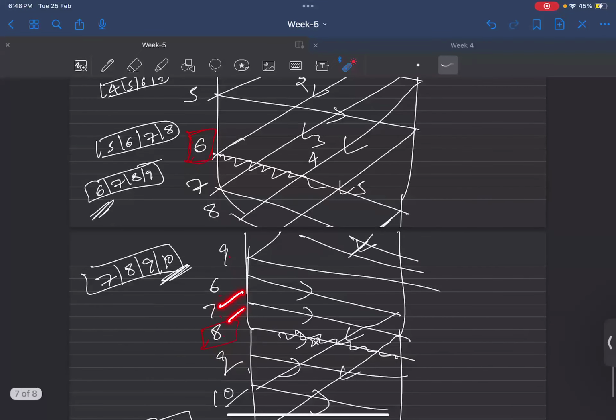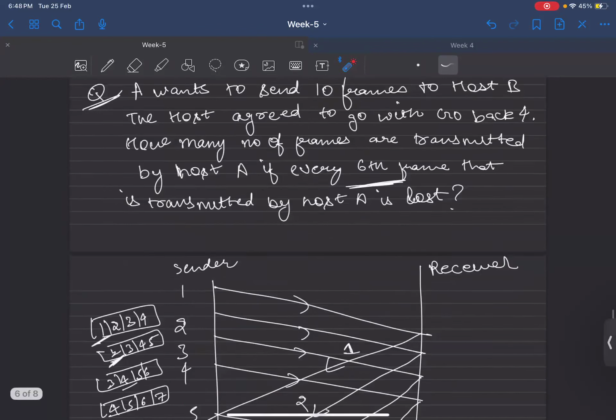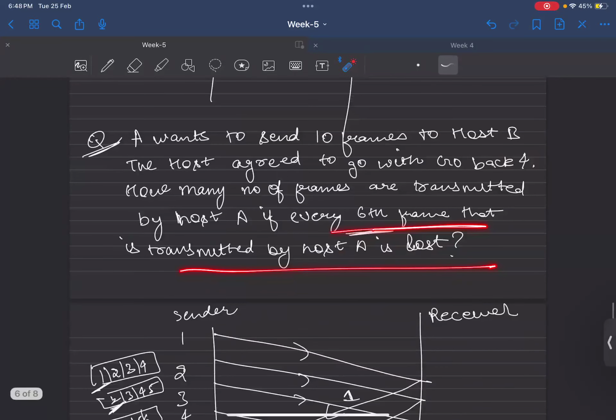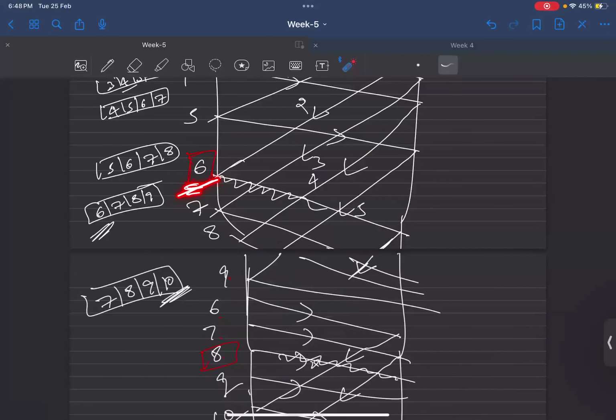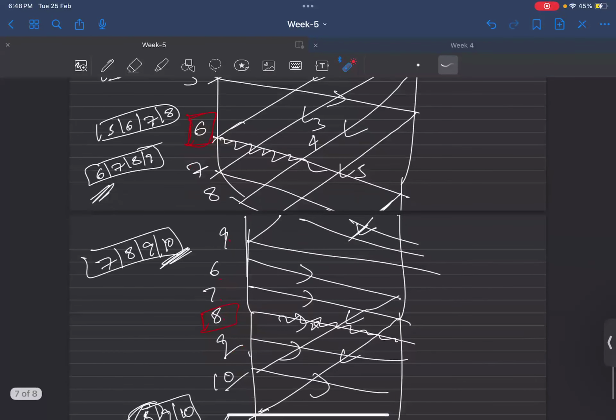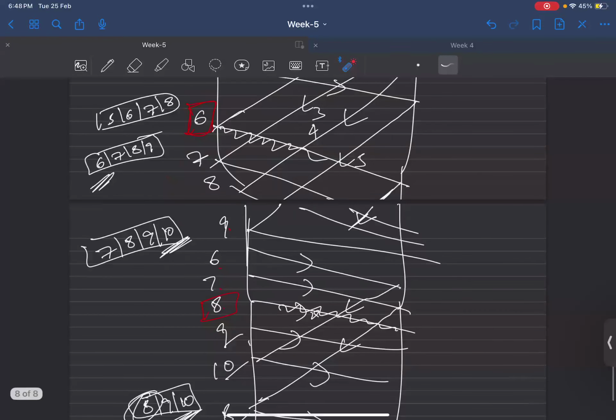Now, I have to count from here after 6th, because the question says every 6th frame that is transmitted by the host gets lost. We have transmitted 6, 7, 8, 9. So we have to count after 6. This was lost. 1, 2, 3, 4, 5, 6th, which means 8th will again be lost. It's not like I'll not count these packets. I have to count from this because we have transmitted. So 1, 2, 3, 4, 5, 6. So 8th. You got it?